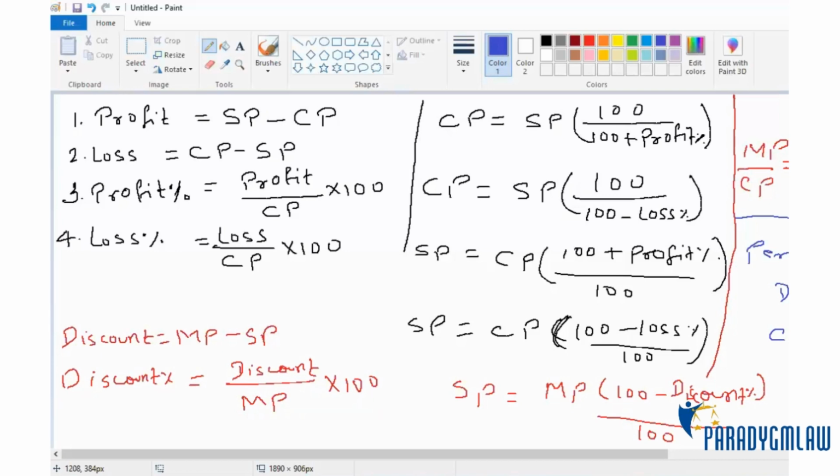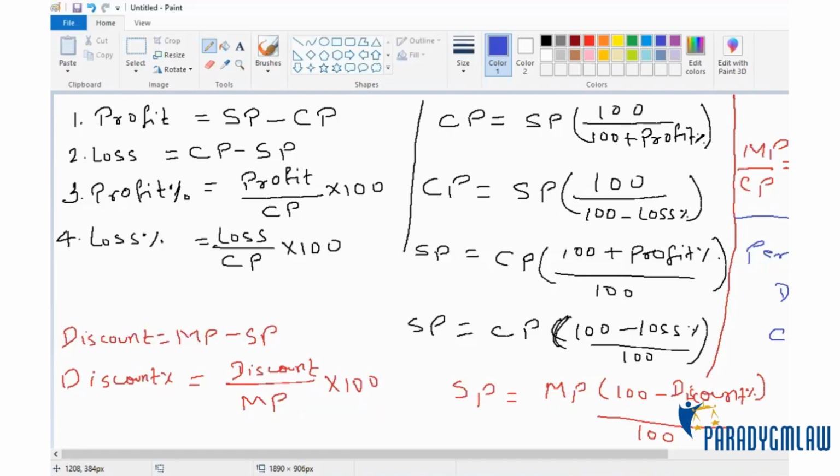Suppose you have purchased a certain article at a certain cost. Suppose you purchase the pen at 60, but at a retail store you have marked that article at 100 rupees. Now you're giving a discount of 20%, so your selling price will be 80. So your profit is 20 rupees. Convert that 20 into percent: 20 by 60 into 100, that is the profit percent.